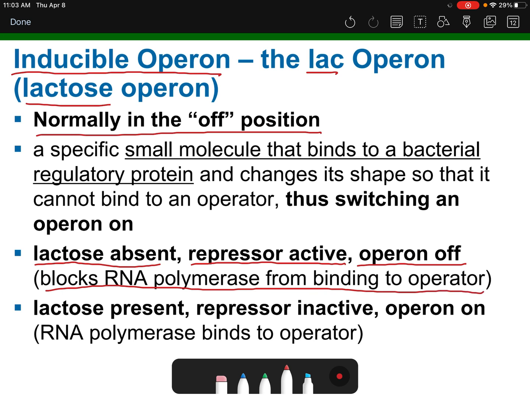Okay, but as soon as we have lactose, let's say you drink that glass of milk and now you've got lactose in your system, once that lactose is present, it's going to attach to that repressor protein and inactivate it. It's going to change its shape so that it leaves the operator. Okay, it's no longer bound to the operator region, thus turning the operon on. In other words, the RNA polymerase will be able to bind to the operator.